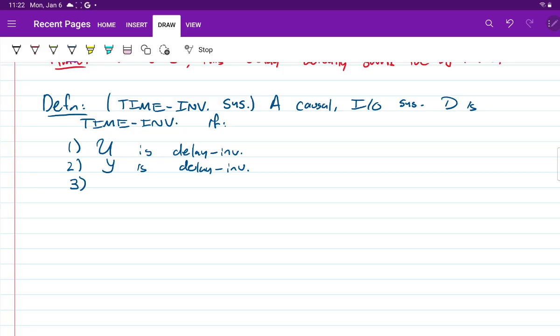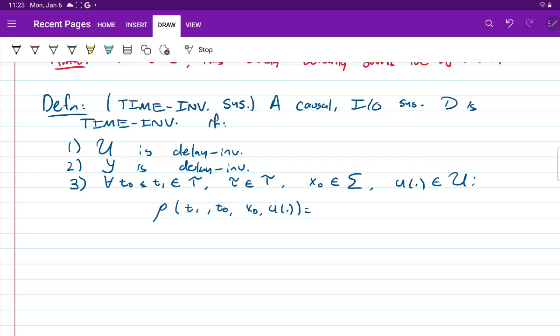Now we just require one remaining condition on the dynamics. What we say is, for all times t0 less than or equal to t1 belonging to our time set T, for all times tau in our time set T, which represents a delay, for all initial conditions x0 in our set Sigma, and all input signals u in our input space U, our output rho at t1, t0, x0, and u is equal to our output rho, which is delayed: t1 plus tau, t0 plus tau, x0, and the delayed input signal, T sub tau of u.